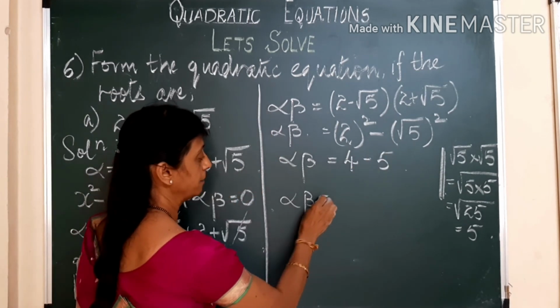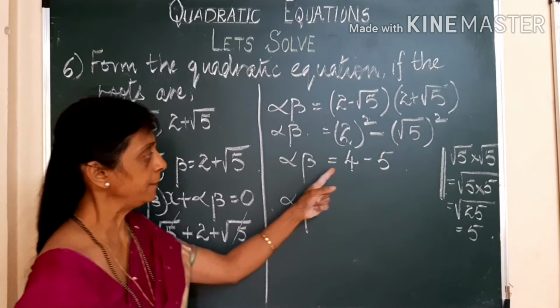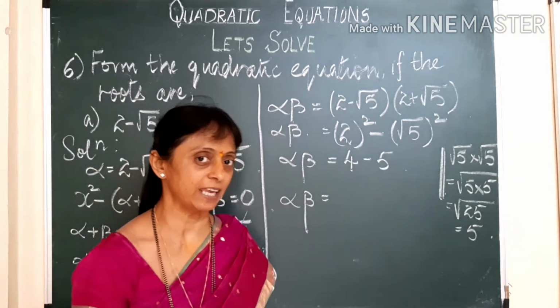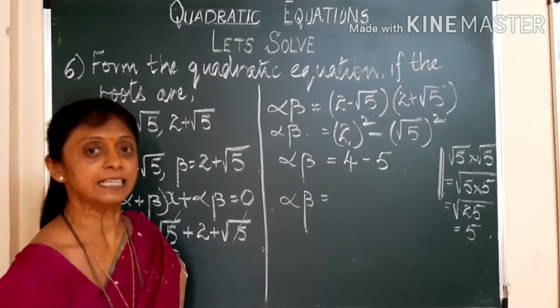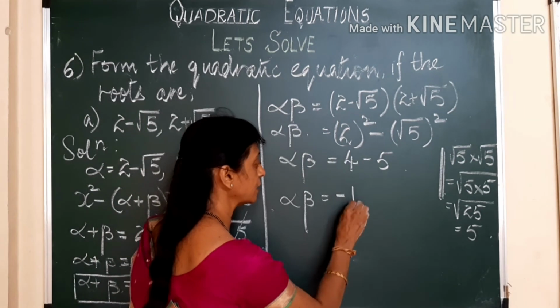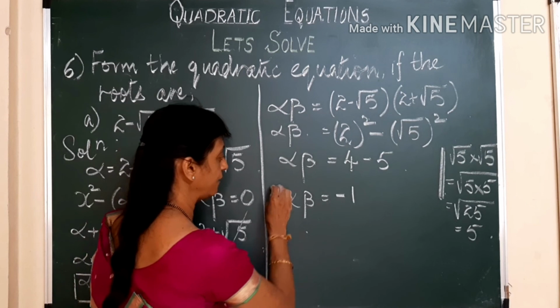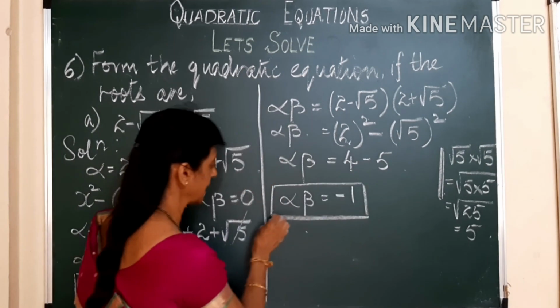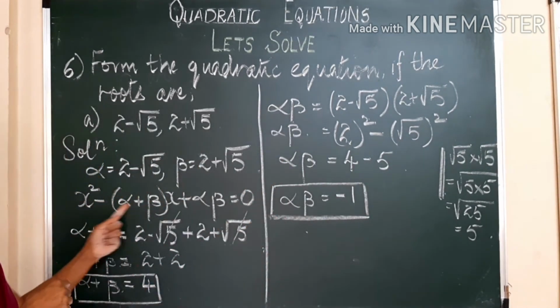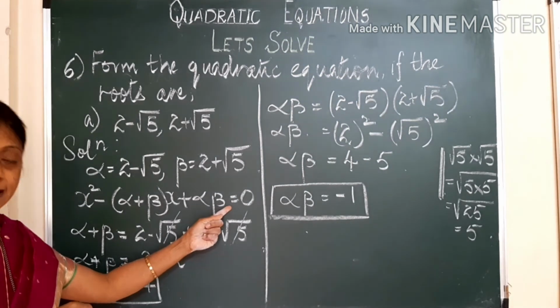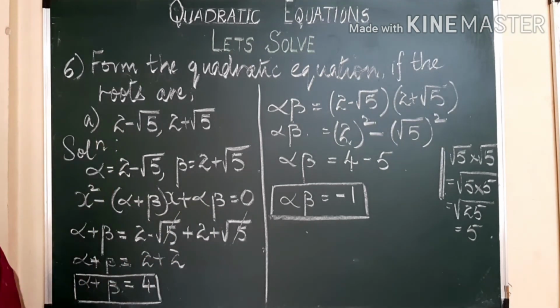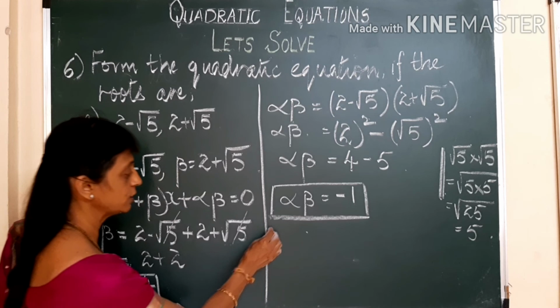Therefore, alpha beta will be equal to plus 4 minus 5. So what is the answer left? It will be minus 1. So now you know the answers of alpha plus beta and alpha beta. Let's write it back in this equation. Let's substitute and get the given quadratic equation. So what is the equation over here?